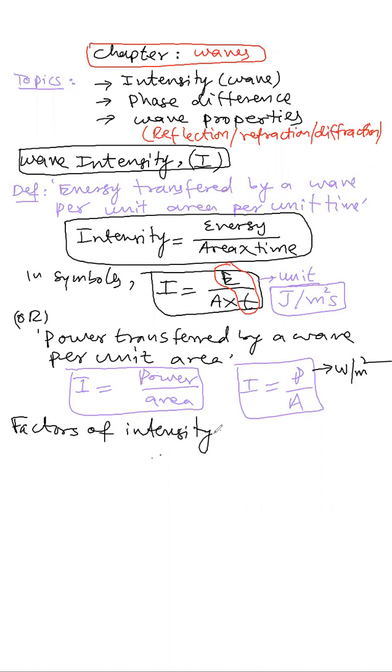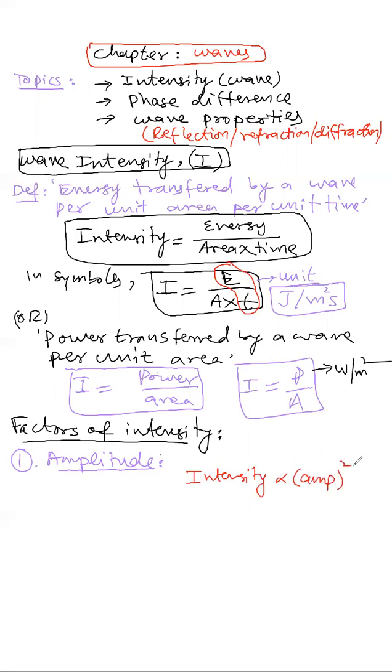Let's discuss the factors of intensity now. Intensity is a really important term in waves. It has three main factors. Factor number one is known as amplitude. So the amplitude of a wave changes the wave intensity with a relation like this: intensity is directly proportional to amplitude square.